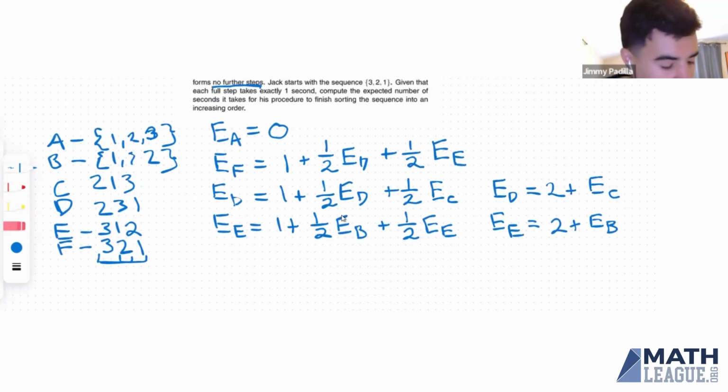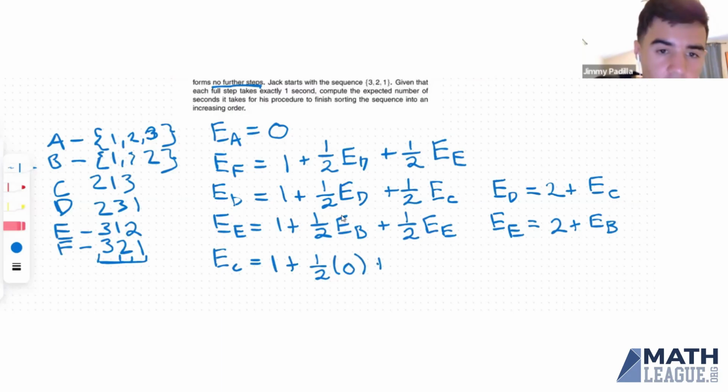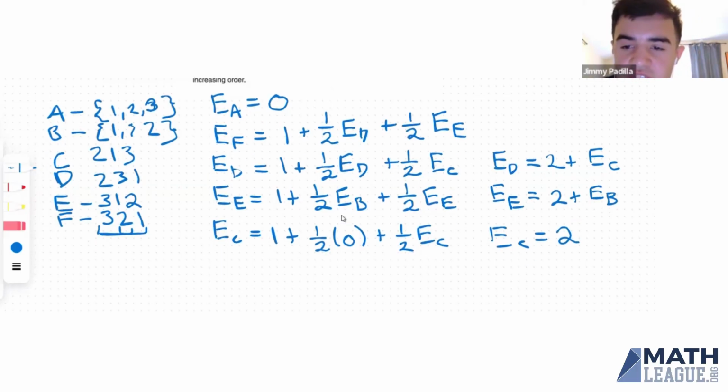Now there's one last state we need to do, E of C, which is 2, 1, 3. We either flip the first two to 1, 2, 3, which is A, and we're already done sorting, so we wouldn't take any more steps after that. Or we don't flip these two, which takes us back to state C. Solving this out, we see that E of C is just equal to 2. So on average, if you're in state C, it'll take you 2 seconds.